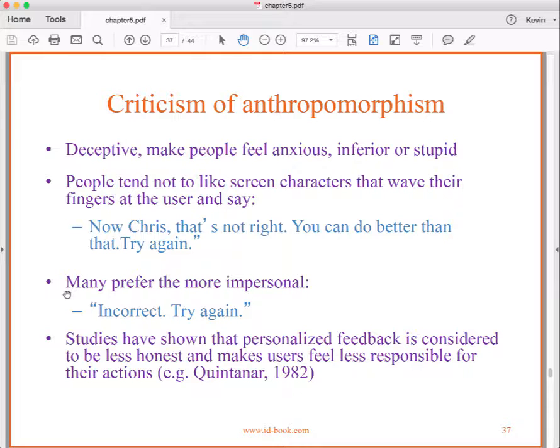"Incorrect. Try again." I think that for me, the truth of the name is you can only use a person's name so many times before you sound like you're being completely manipulative. Studies have shown that personalized feedback is considered to be less honest and makes users feel less responsible for their actions.